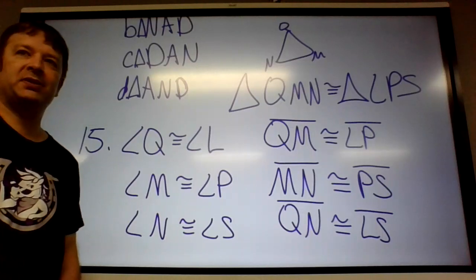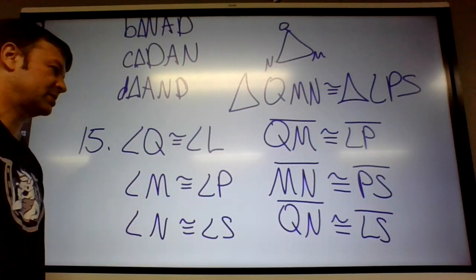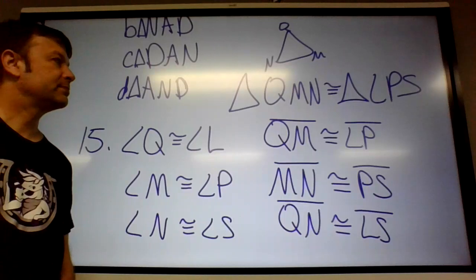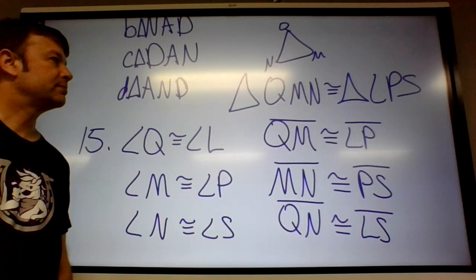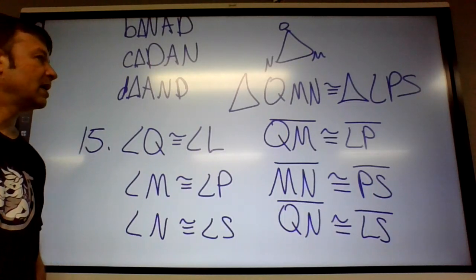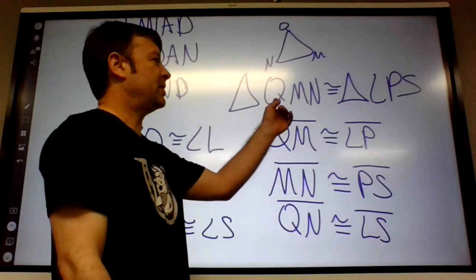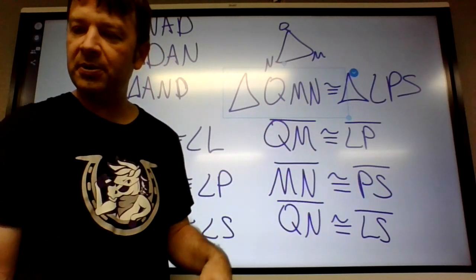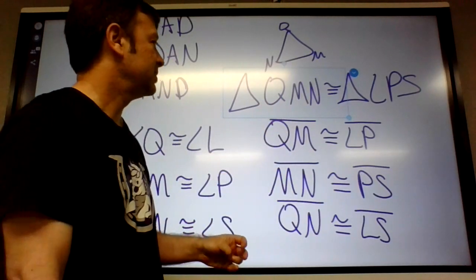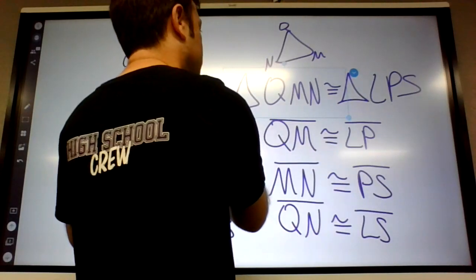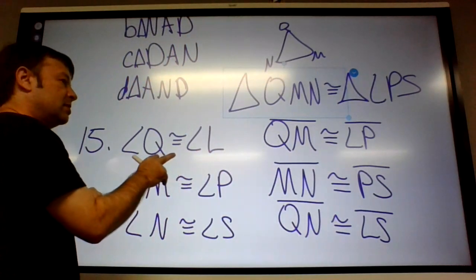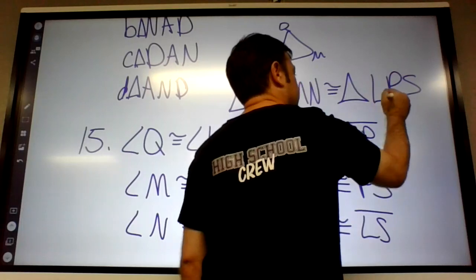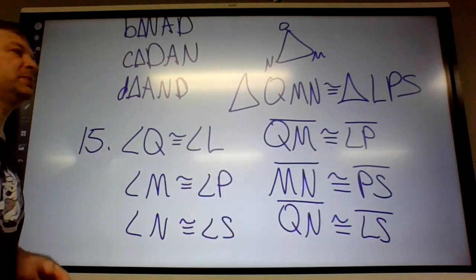So 14 and 16 should look very similar to this. Why isn't QN congruent to another segment other than just P? When they write this statement, that implies, oh wait, did I put it wrong? QMN, LPS? Oh, no, I did it right. Oh, that's LP? Oh, you thought this was an angle. Yeah, my bad. LPS.